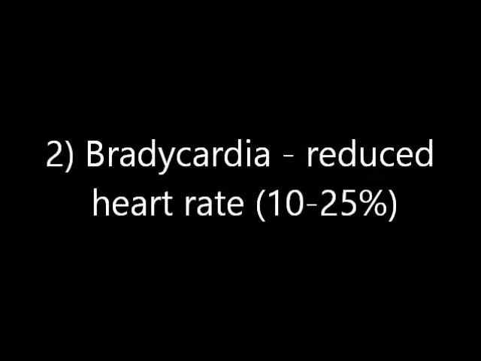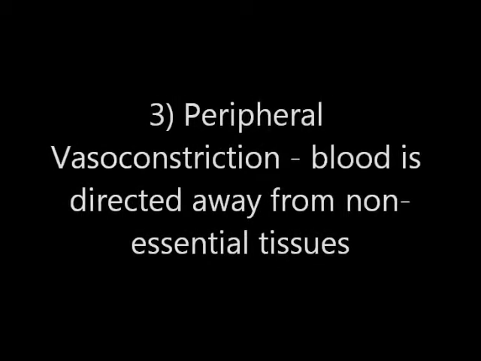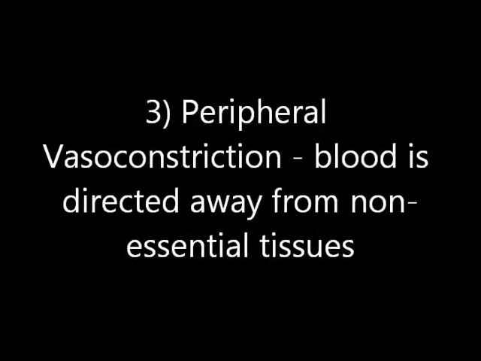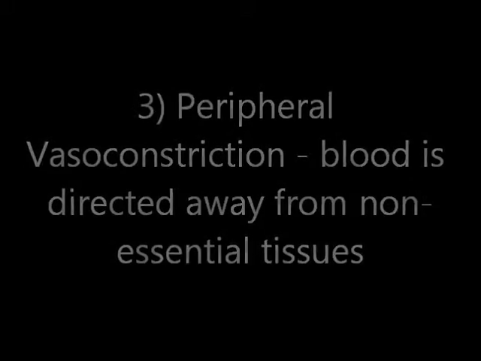It is characterized by three particular aspects, the first of which is apnea, or breath hold. Second is bradycardia, or a 10 to 25% reduction in heart rate. Third is peripheral vasoconstriction, where blood is directed away from non-essential tissues, such as skeletal muscle. This allows for greater blood flow to core organs, such as the brain.